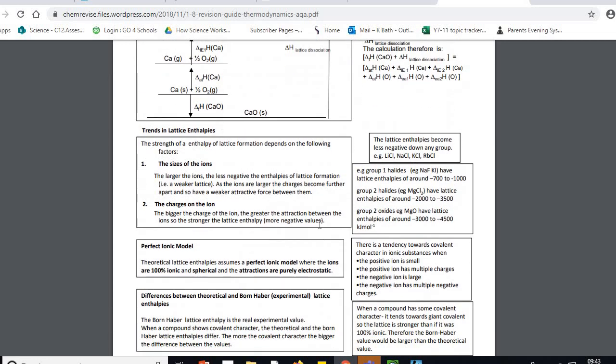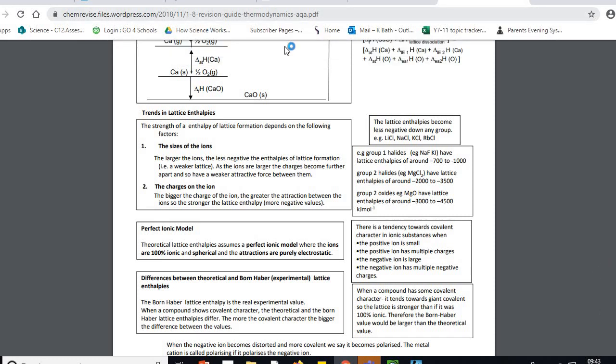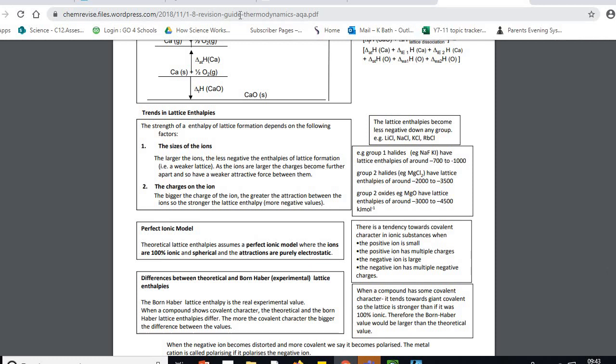The notes on this document are on chemrevised.files.wordpress.com, and you will find it under topic 1.8 revision guide, which is thermodynamics.